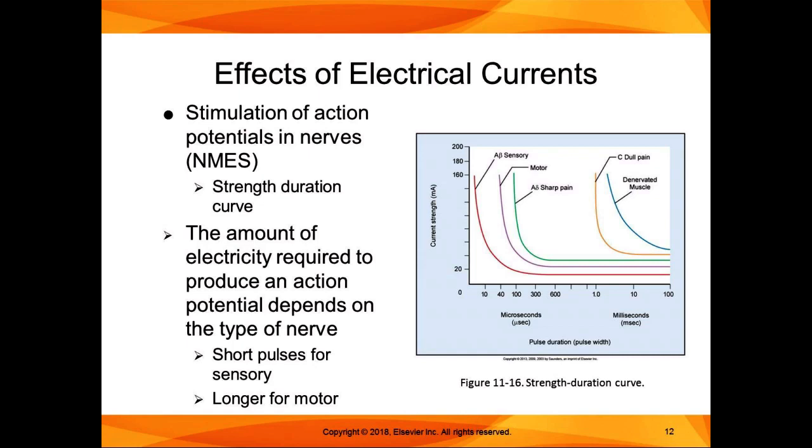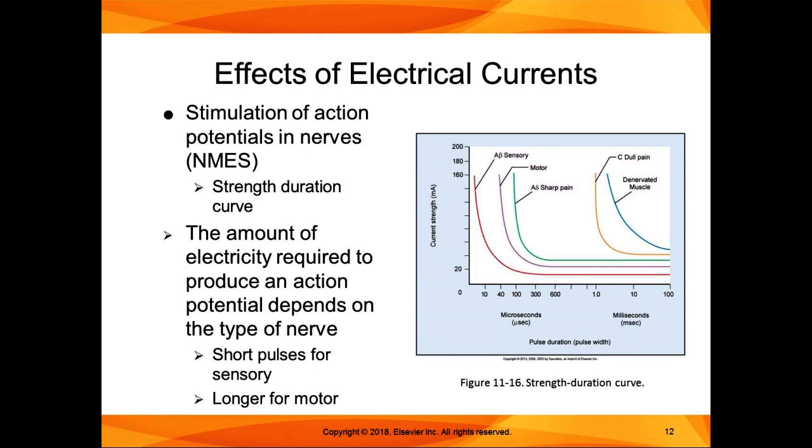Basically, the strength duration curve allows us to quantify what settings and parameters we're going to be using for our different applications. When we're trying to use a sensory application, and usually we're using sensory applications for pain modulation, we use very short pulses. When we're trying to do a motor application, we're going to use longer pulses. In chapters 12 and 13, we're going to talk more about the specific settings for those individual applications.